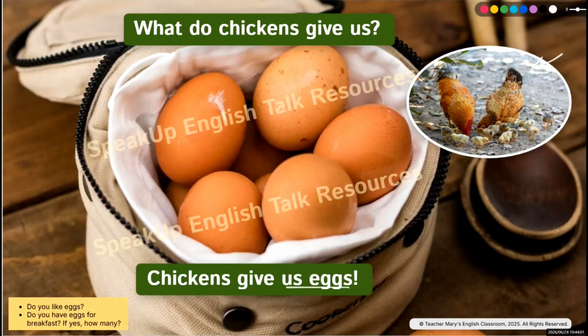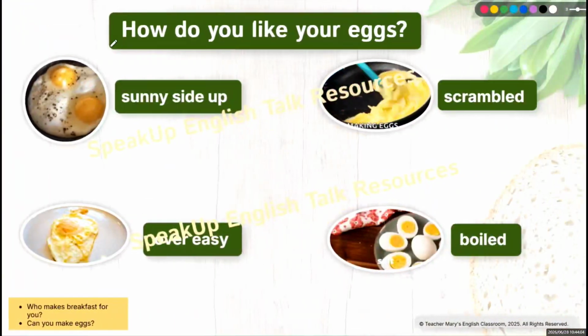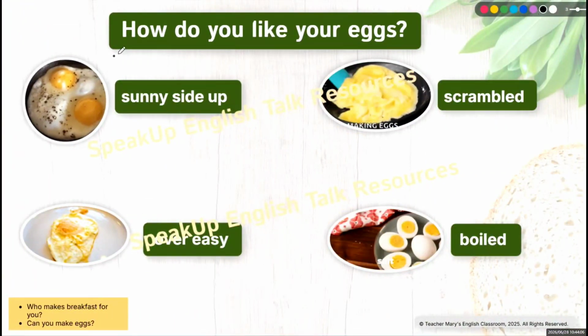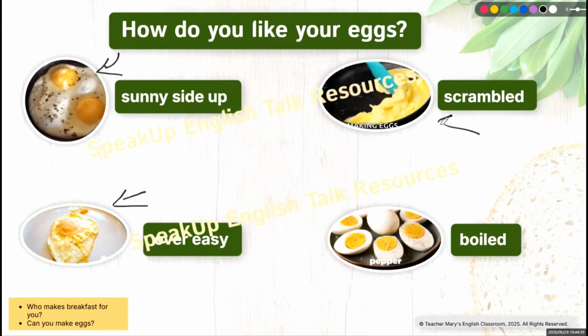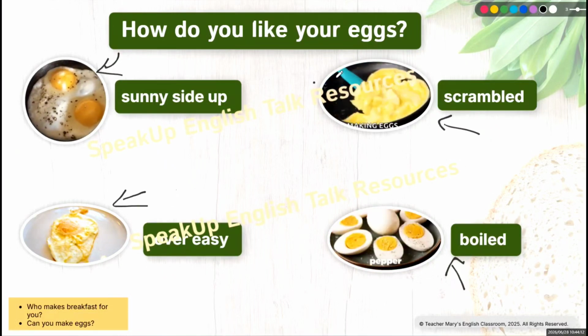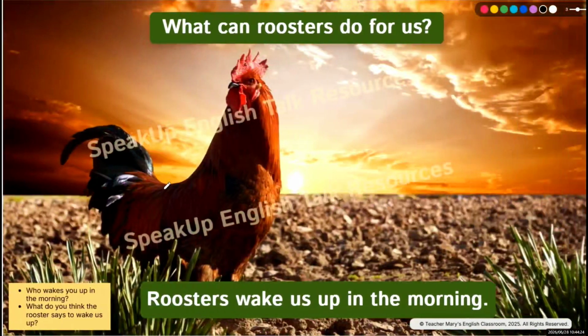And then here, different ways to make an egg, right? You can have your egg sunny side up. You can have it over easy, scrambled, or boiled. So how do you like your eggs done? And then I have some very fun questions. This is a rooster, right? And I tell them, the rooster's got a crown here, right? So it's not like a chicken. This is a rooster. And what can roosters do for us, right?